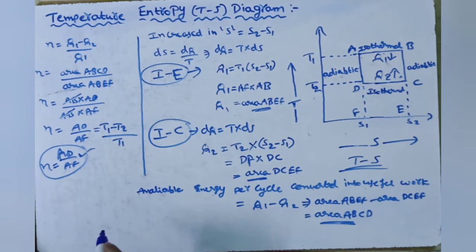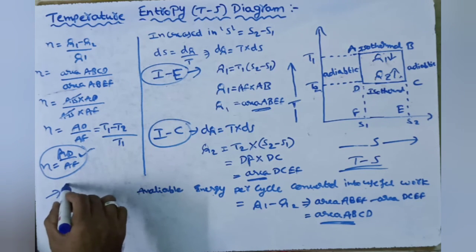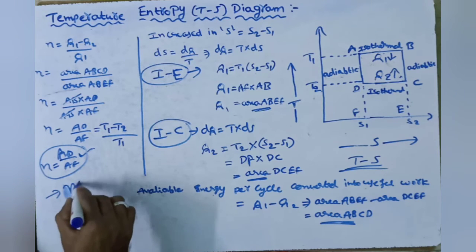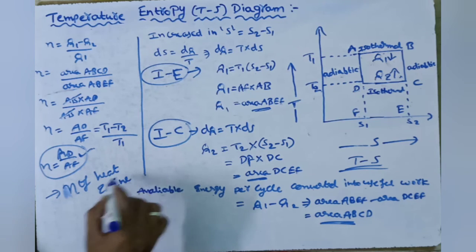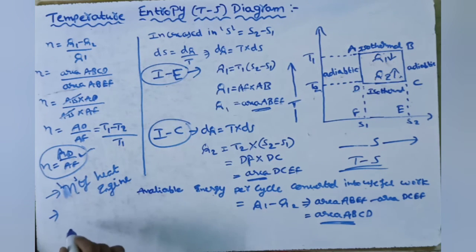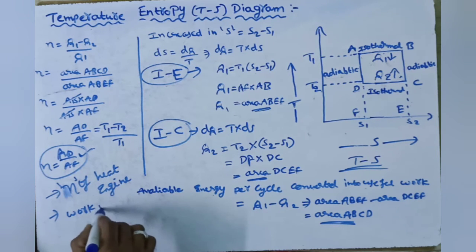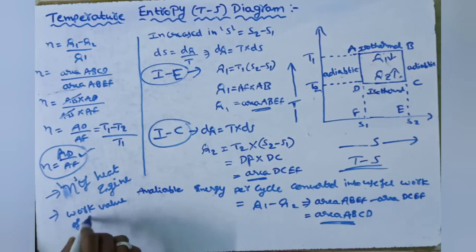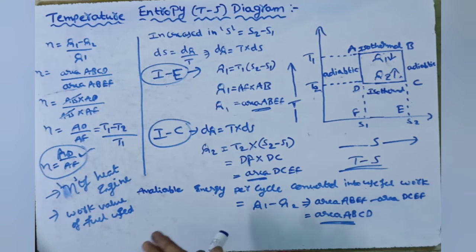What is the use of this TS diagram? It is to check the efficiency of a heat engine. The main application is the efficiency of a heat engine. And second, to obtain the work value of a fuel used. What fuel you are using, what work it is giving, we can calculate the work value of the fuel we used.